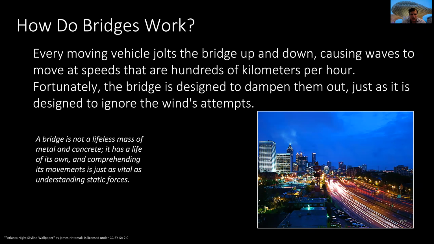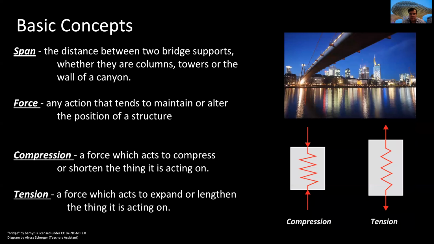How will a bridge work? Well, a bridge is not a lifeless mass. It's an element that moves, and we need to understand the movement of this element. Obviously, when we have vehicles passing through a bridge, they will cause waves and movements, and speeds of hundreds of kilometers per hour will really affect the bridge. But fortunately, bridges are designed to dampen them out, and this movement will be ignored, as well as the wind attempting to move the bridge.